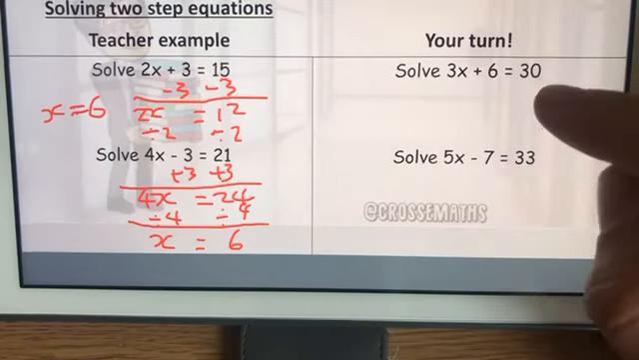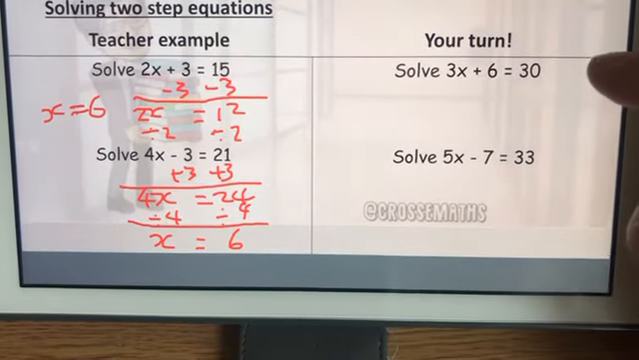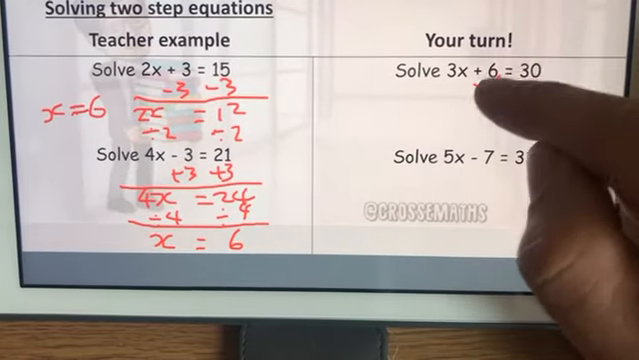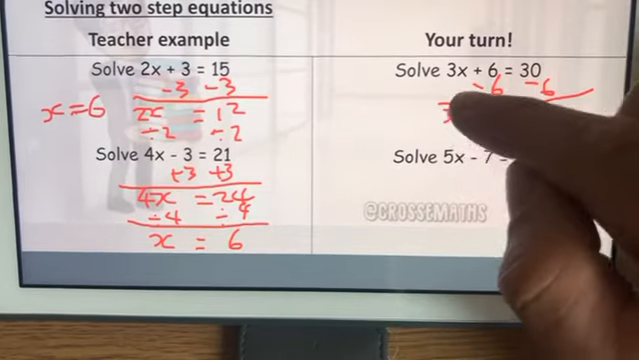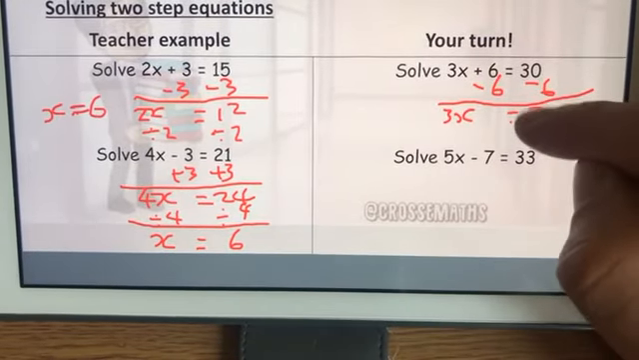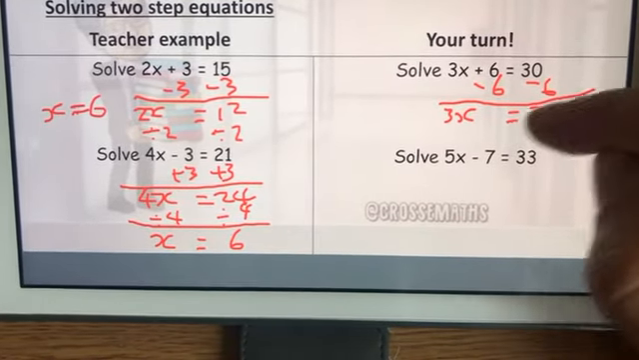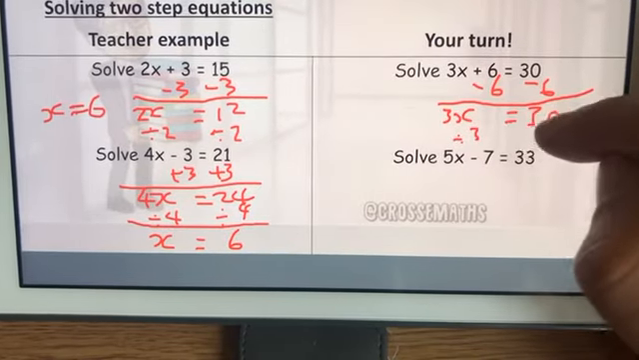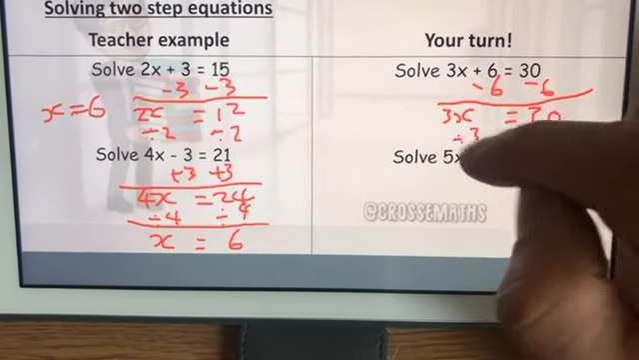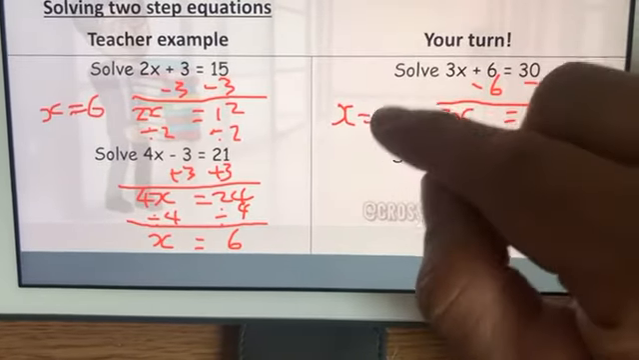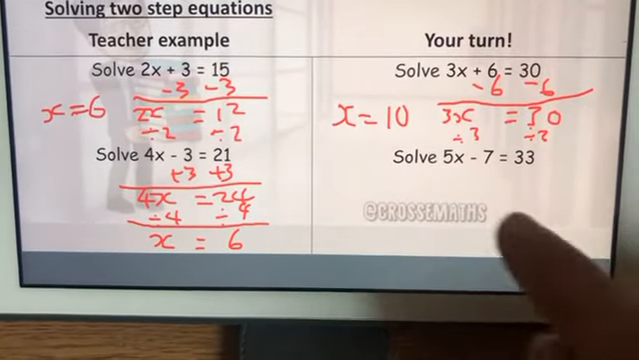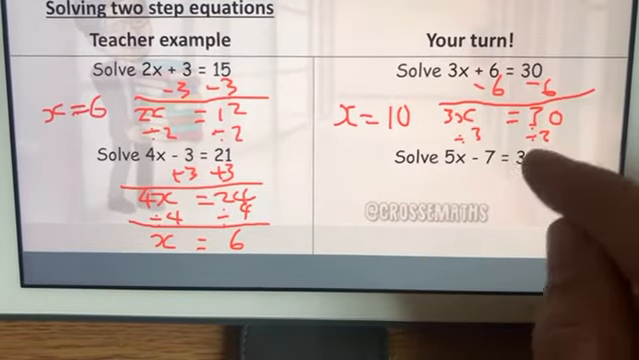Right guys, so I'm going to go through these. So 3x plus 6 is 30. I'm going to take away 6 from both sides first. So I end up with 3x equals 30. Again, I've run out of room. I'm going to divide by 3. If I divide the left by 3, I end up with x. If I divide the right by 3, I end up with 10. So x equals 10.